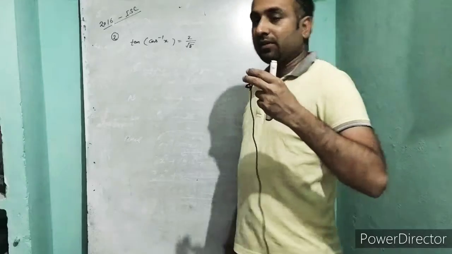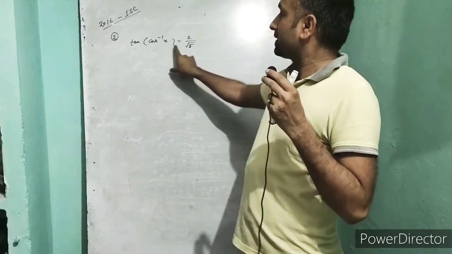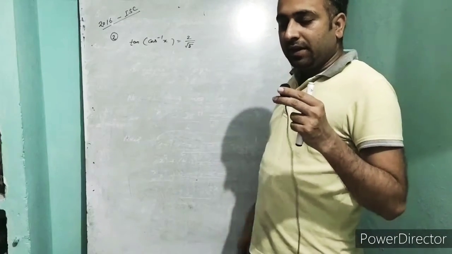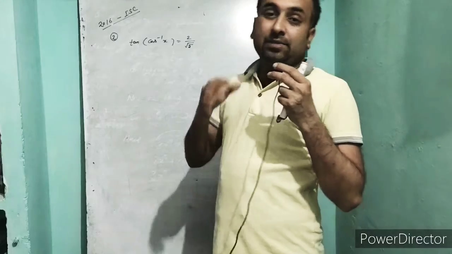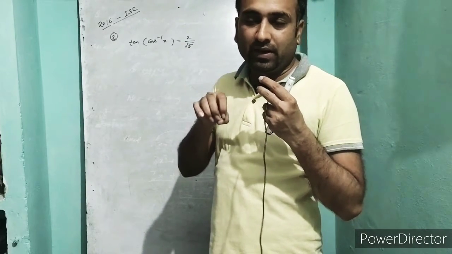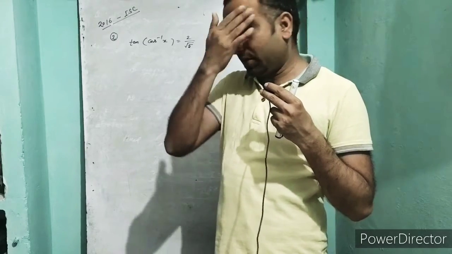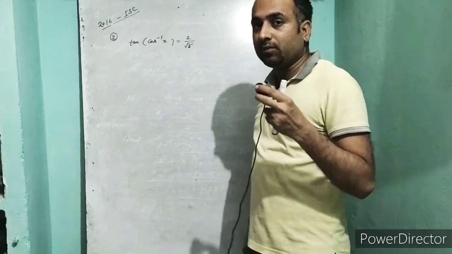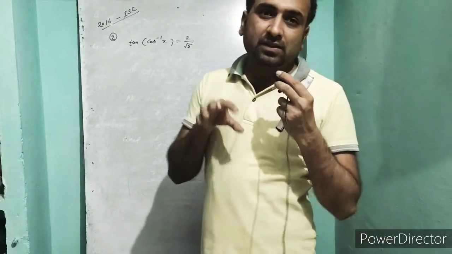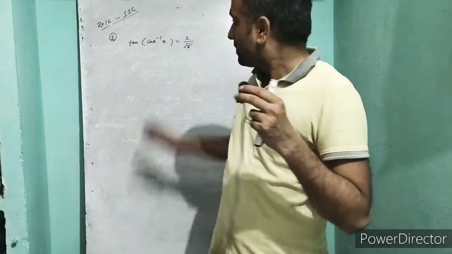Previously it was also happening like this. Now I have taken the first question. It is a 2 marks question: tan of cos inverse x is equal to 2 upon root 5. So how will you solve? I will explain two methods. The first method is related to your property, and the second method you can apply normally. Both are very useful, but I feel the property method is every time very easy.